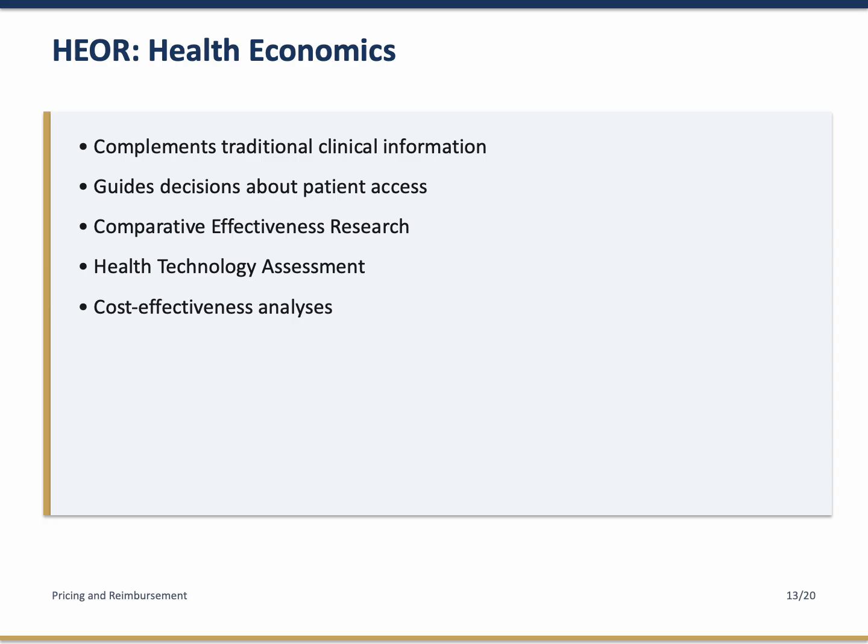Health economics and outcomes research complements traditional clinical development information on efficacy, safety, and quality to guide decision-makers regarding patient access. HOR includes comparative effectiveness research comparing existing healthcare interventions to determine which work best. Health technology assessment systematically evaluates properties and effects of health technology including direct and indirect effects and costs. Various cost-effectiveness analyses provide economic frameworks for evaluation.